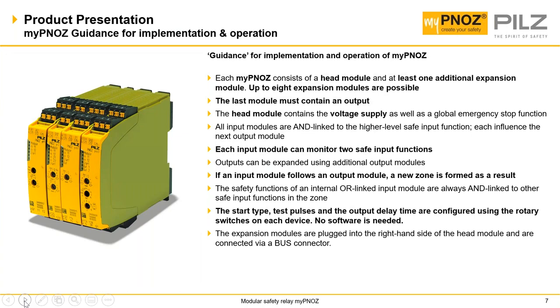If you choose to self-assemble without using the myPNOZ creator, there is some simple guidance that needs to be followed. 24 volt DC is supplied via the head module, so this must be used. As well as the power, this also gives you the global emergency stop function. At least one additional module must be used, and the last module must contain an output of some kind. If an input module follows an output module, a new zone is formed as a result.